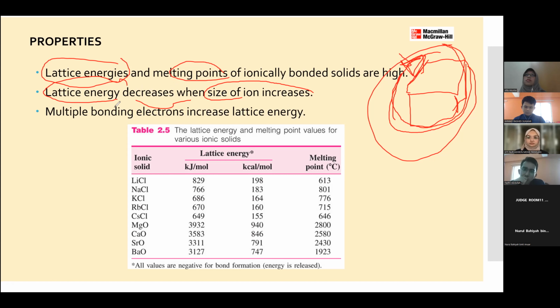Okay, multiple bonding electrons increase lattice energy. It's similar when the size of the ion is higher, which of course decreases the lattice energy. We have a table like that. You can see the table of lattice energy and melting point values. We have the ionic solids lithium chloride, sodium chloride, potassium chloride, rubidium chloride, and cesium chloride. We can see these are in one group: lithium, sodium, potassium, rubidium, and cesium. You can see the lattice energy.